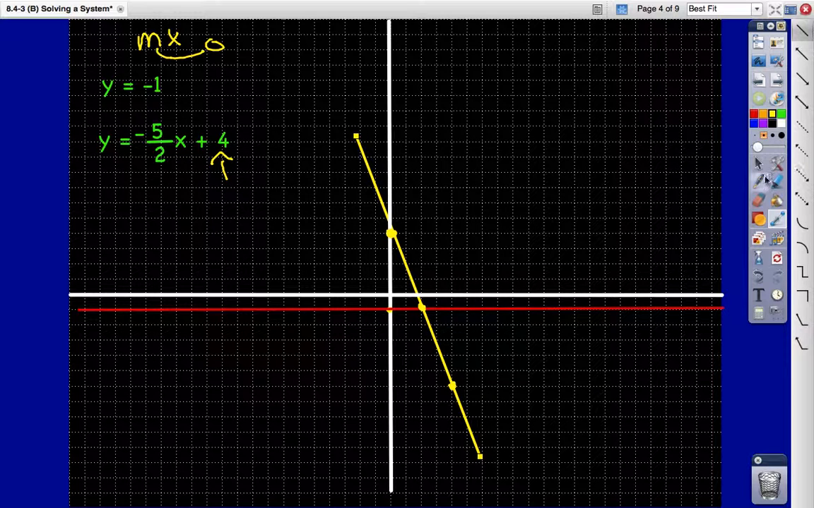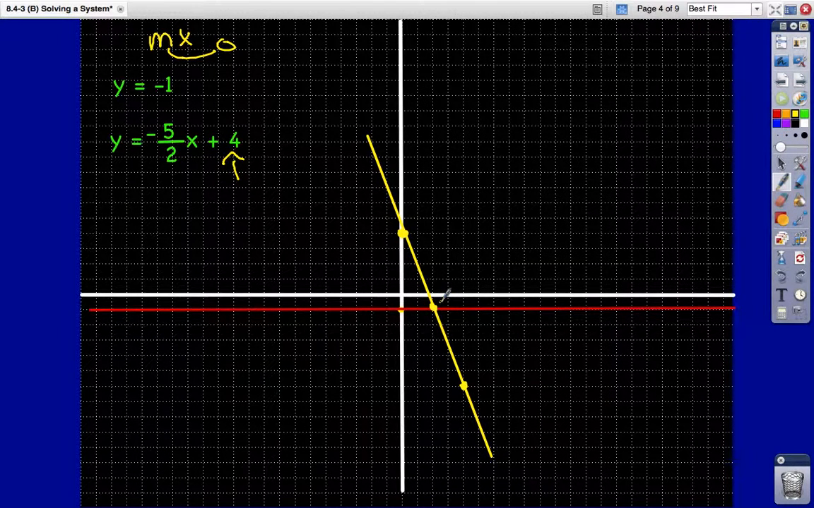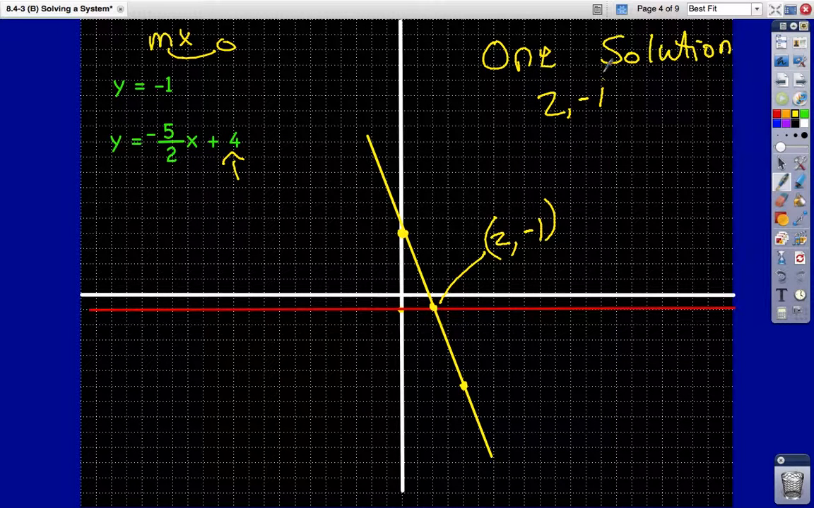And it's pretty obvious right away where they're going to intersect. These two lines intersect right here at the point x is 2 and y is -1. So again, we have a system with one solution, and that solution is 2, -1. Remember, this is kind of a weird thing we haven't looked at too much in the past, but if there's no slope, it's a flat line at whatever y value it gives you.